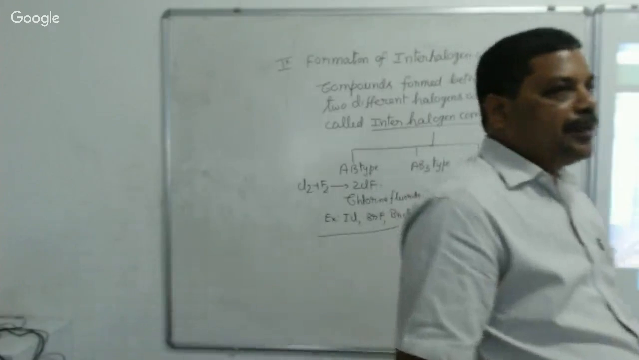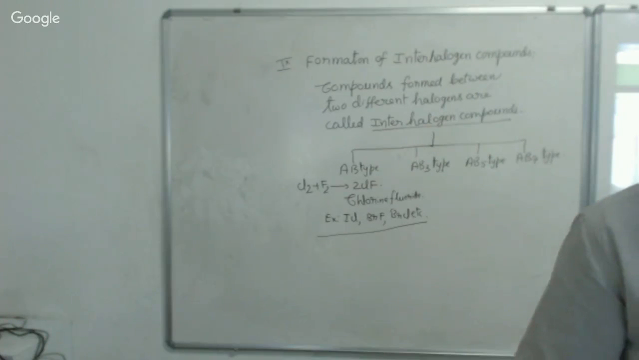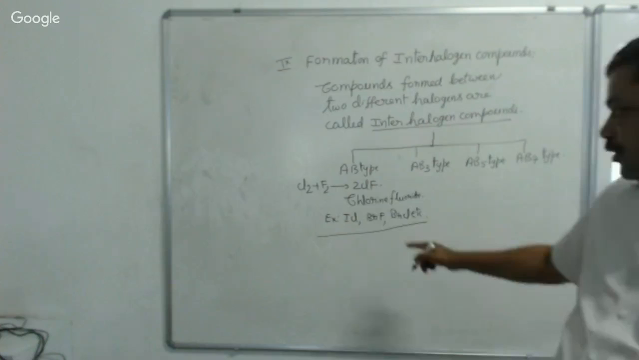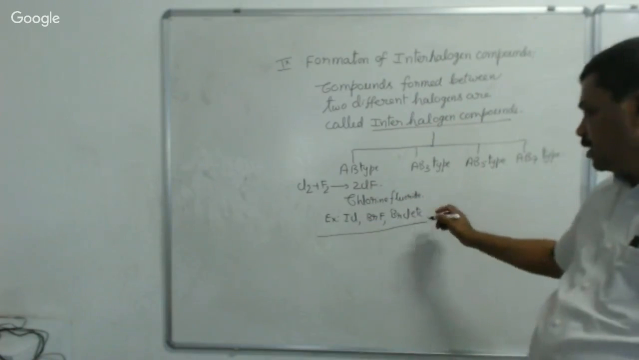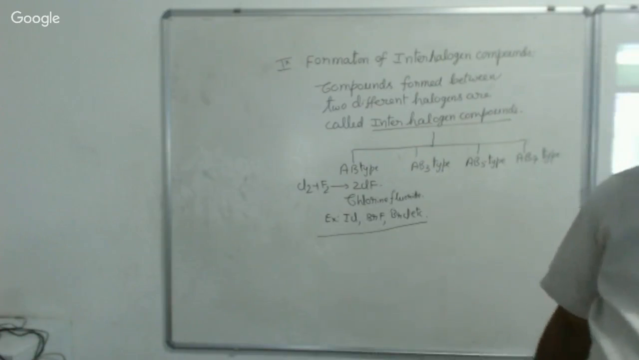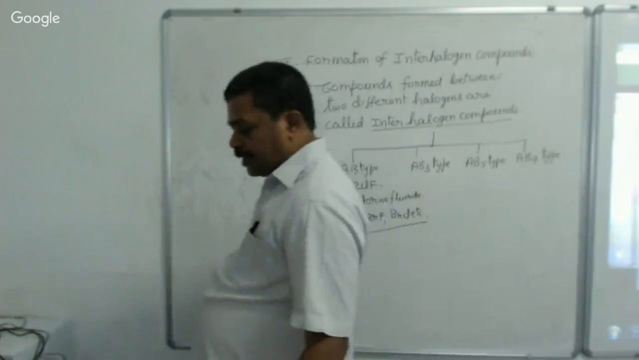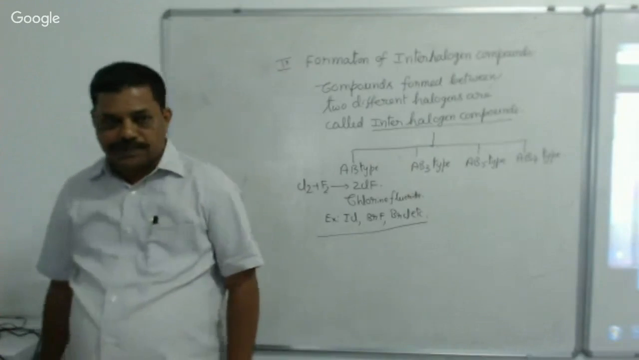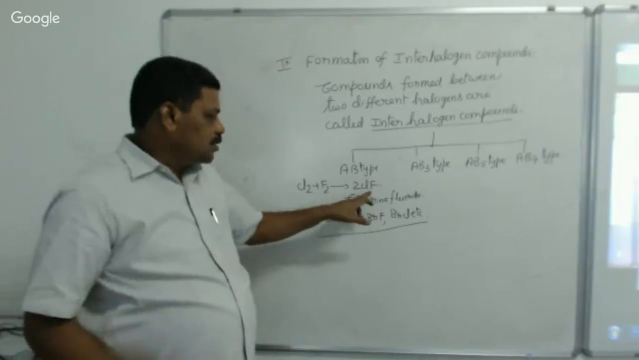So, what are AB type of interhalogen compounds? One halogen and other halogen, they combine in 1:1 ratio. So, like ClF, chlorine fluoride, ICl, BrF, BrCl, IF, any type, n number of types. Now, what is the type of bond present in AB type of interhalogen compounds? What is the type of bond present between Cl and F?